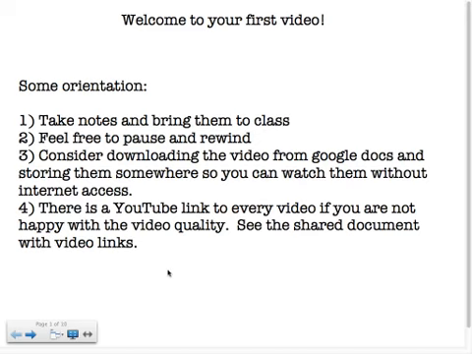I would consider downloading the video from Google Docs and storing it somewhere on your computer. That way you will have access to it even if you don't have internet access. And in addition to the shared file on Google Docs, there's always going to be a YouTube link as well for every video. So there's a Google Doc shared with you that will have links to videos so that you may go back to them once they're no longer on Google Docs.